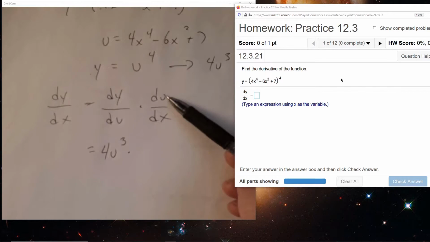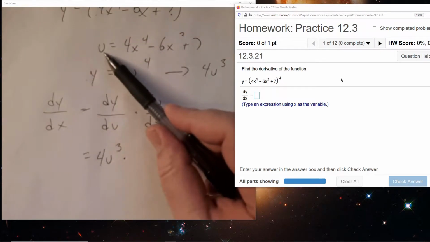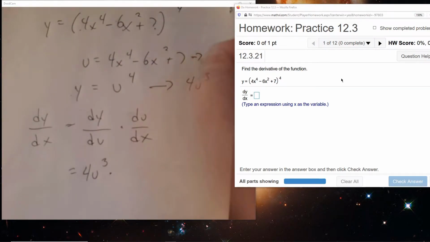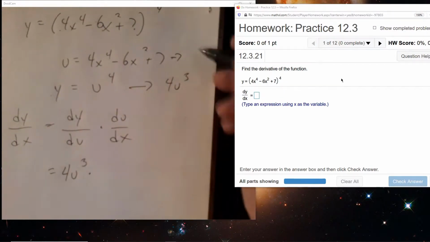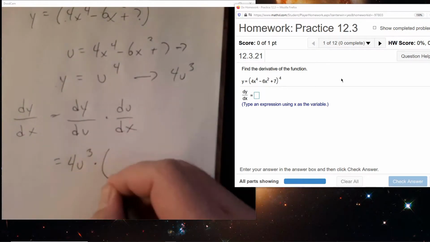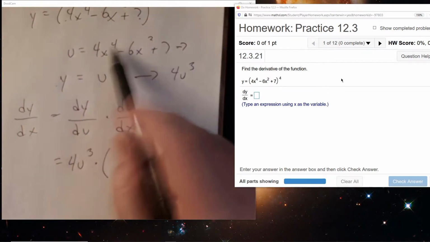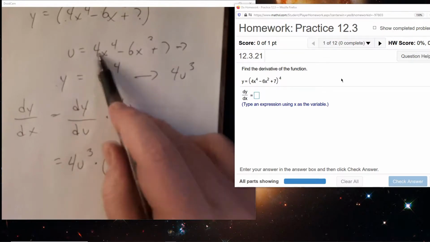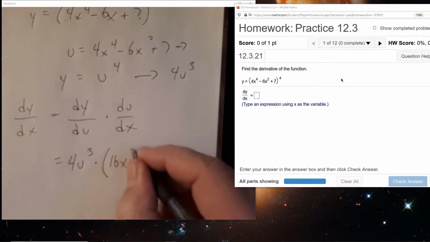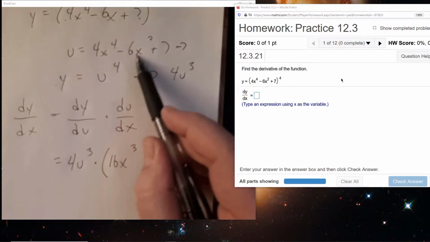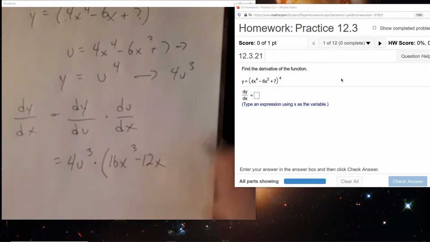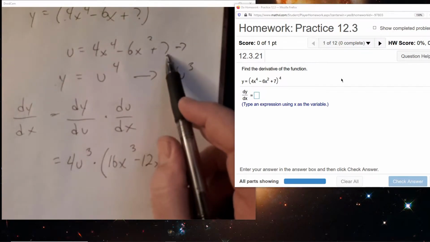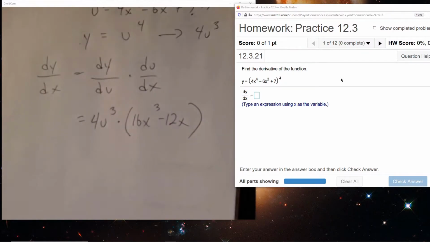And then we want du dx. So here's u, and we want this derivative with respect to x. And I actually don't have enough room there, so let me just write it right here. So looking at this derivative, the 4 drops down. So 4 times 4, 16 x cubed. And then the 2 drops down. So 2 times minus 6 to get us a minus 12x. And the derivative of a constant is a 0. And there's our chain rule.